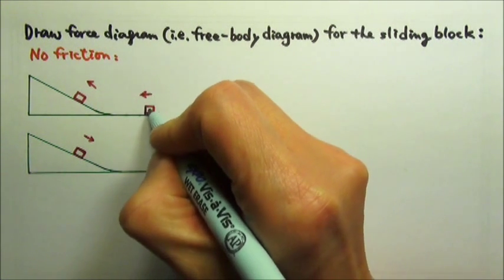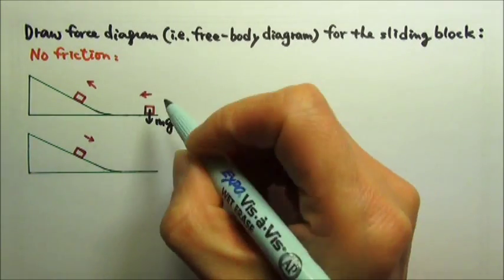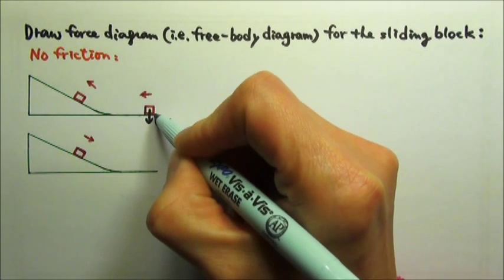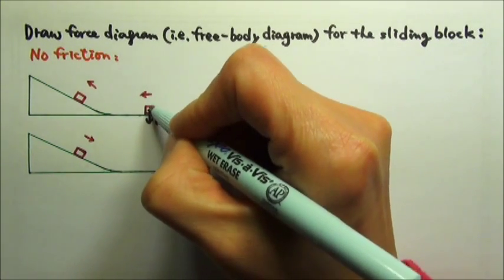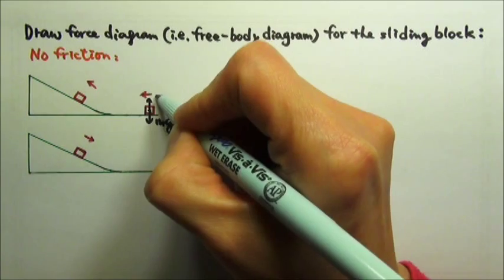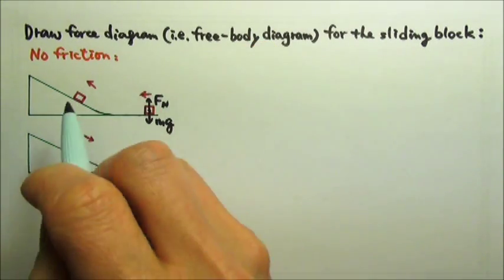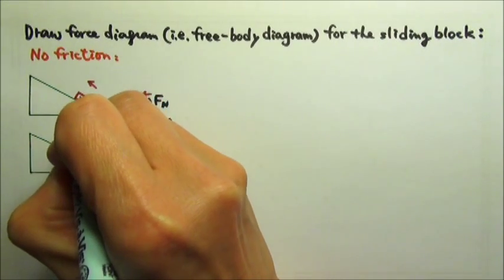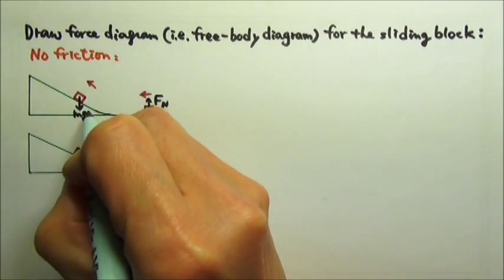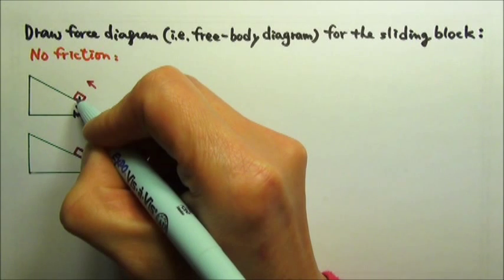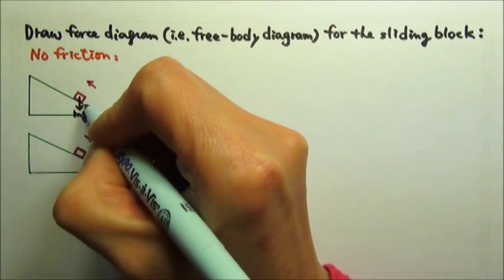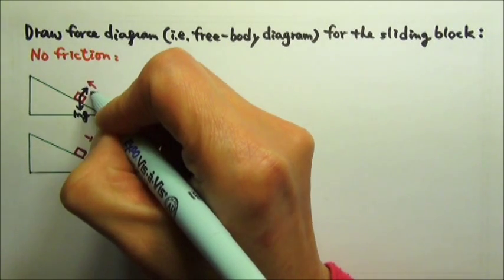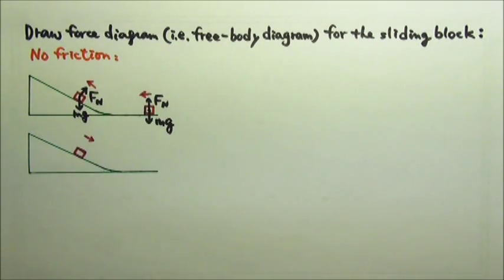For this one, there's mg going down, and it is touching the surface. No friction, so only normal force. Normal means perpendicular, so this is the normal force. When it's on the incline, there is mg going straight down. No friction, there's only normal force, which is perpendicular to the contact surface, and normal force is a pushing force. So you have normal force.